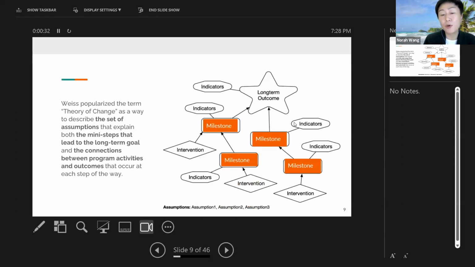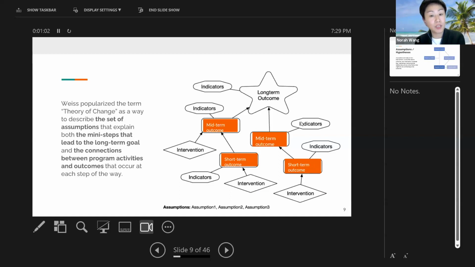A lot of people also prefer to use milestones instead of preconditions. Precondition basically means what kind of conditions we need to achieve in order to reach the long-term outcome. So a lot of people use intervention, then short-term milestone, mid-term milestone, and long-term milestone, and long-term outcome. Others use different terms: from intervention to short-term outcome, to mid-term outcome, and long-term outcome. It's totally fine to use those words interchangeably, because they mean quite similar things.